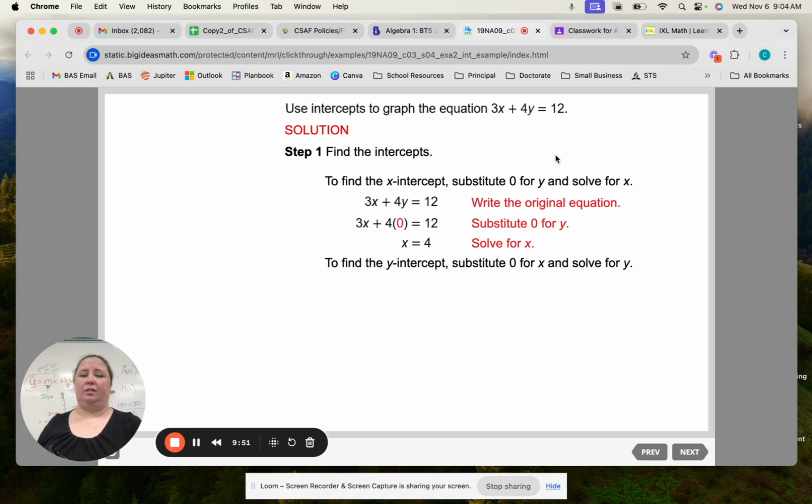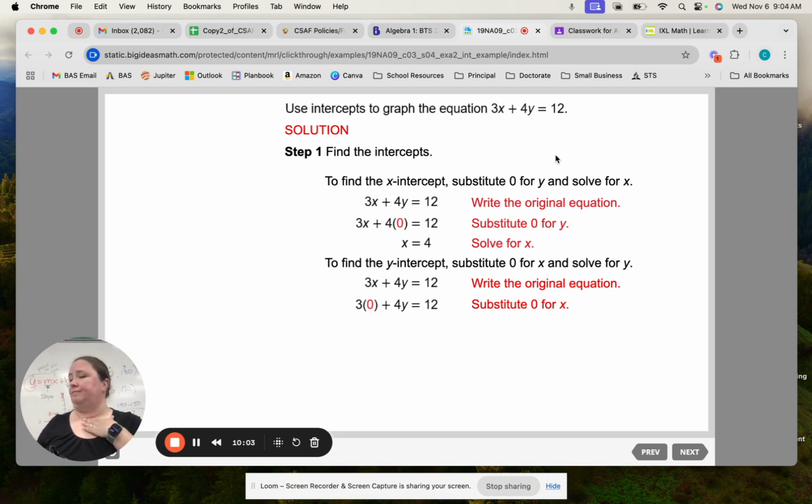Okay. All right, so now for the y-intercept, where am I putting the 0 to solve for y? Into x. Very good. So where that 3x is, it's going to be 3 times 0. So then I'm left with 4y equals 12. Divide by 4, so y equals 3. So on the y line, we go up to 3 and put another dot.